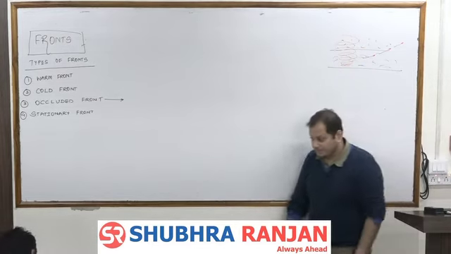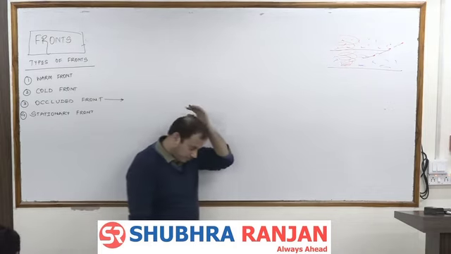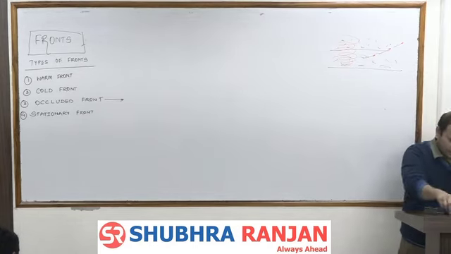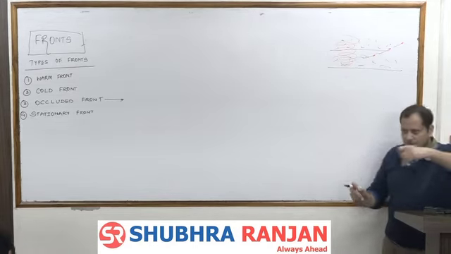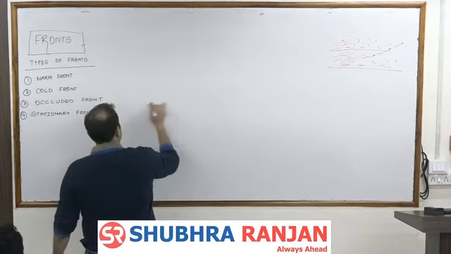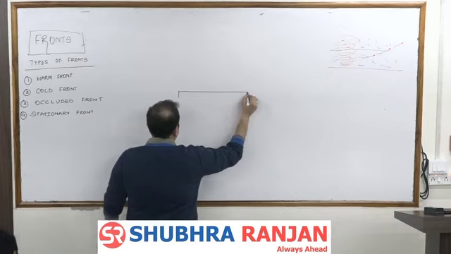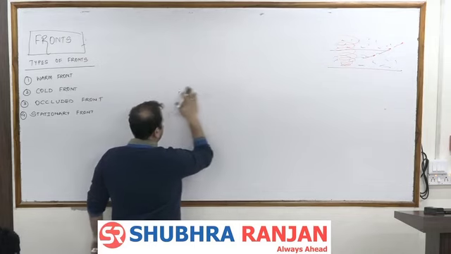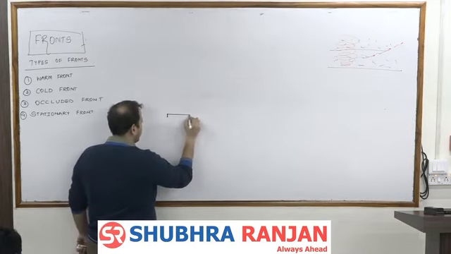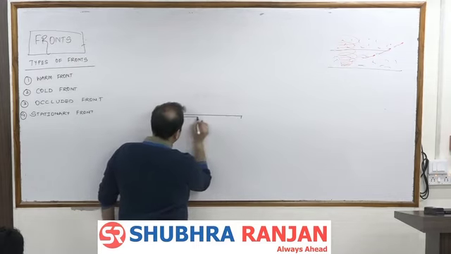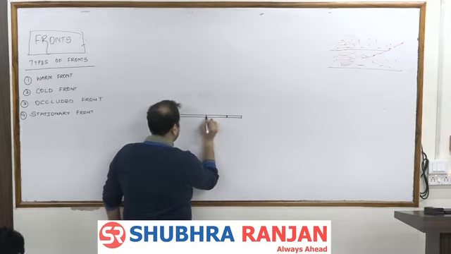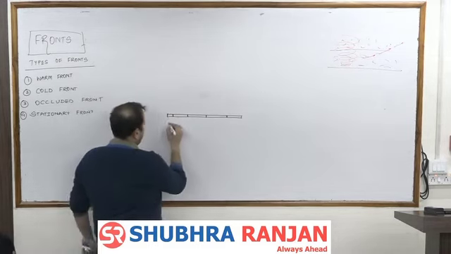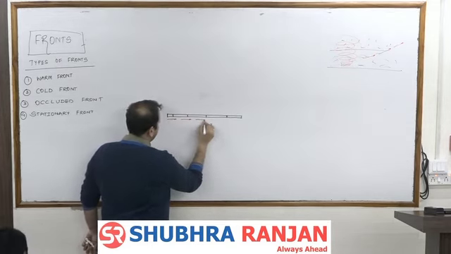So you take down stationary front. A stationary front is formed when the two air masses, instead of converging, flow parallel to each other. So you can draw the diagram for this.